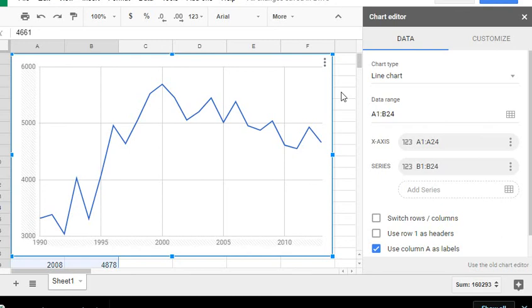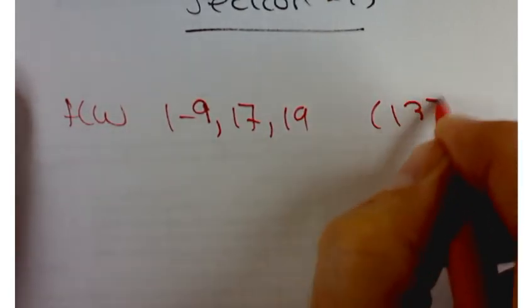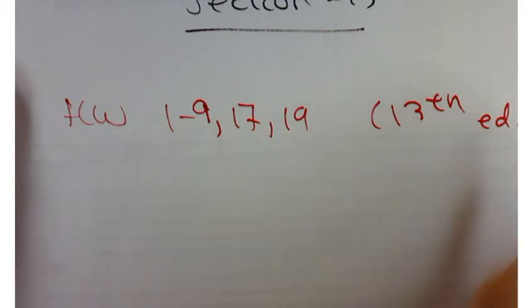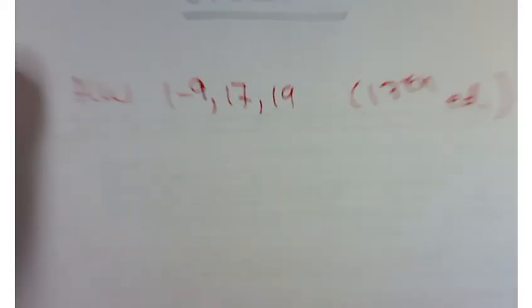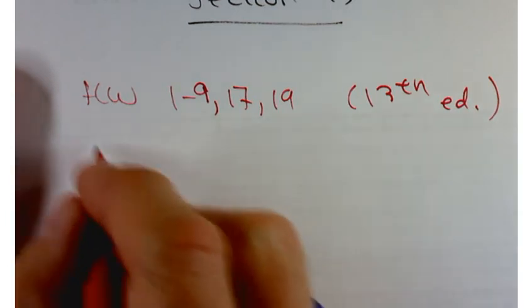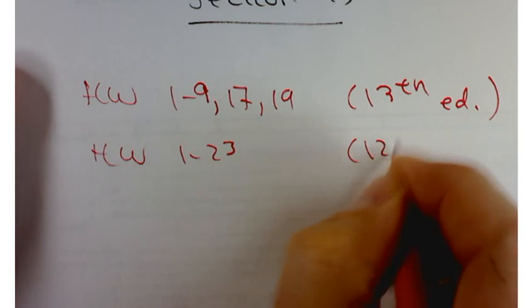For section 2.3, homework 1 through 9 and 17 and 19. And that's in the 13th edition. And 1 through 23 in the 12th edition.